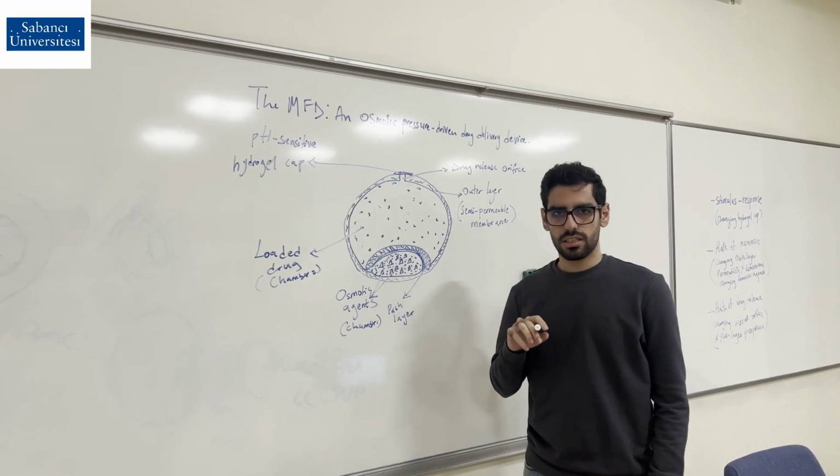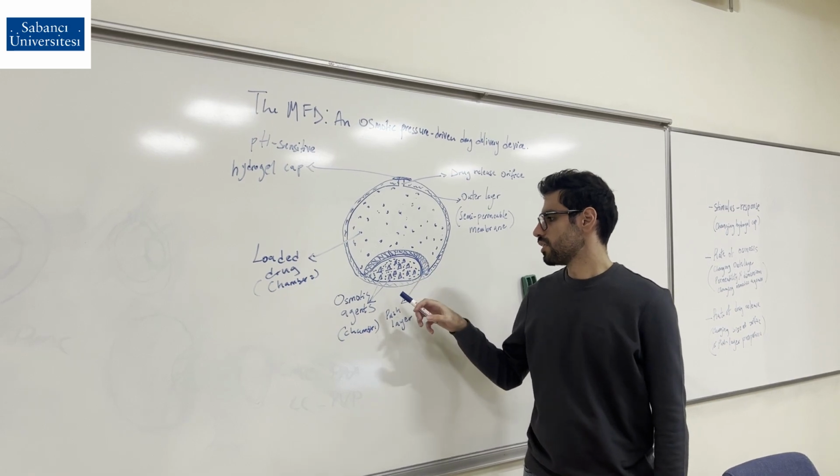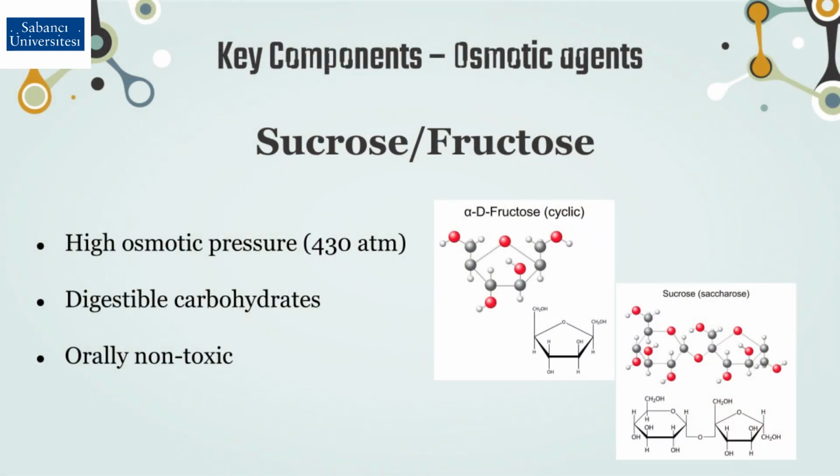The second component we are going to go through is the osmotic agent. So we're going to use both sucrose and fructose for this part. The reason is that they have high osmotic pressure, which is near 430 atmospheres. And they are digestible carbohydrates, and they are orally non-toxic.